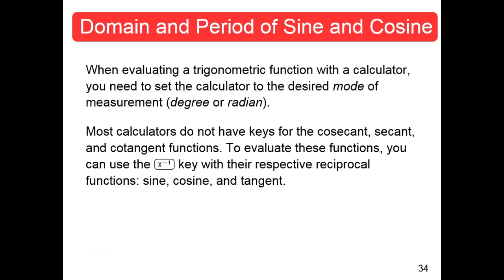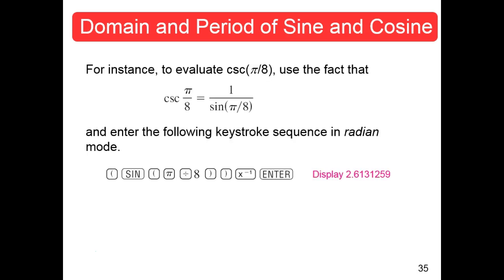1 over cosine. You have a cosine key, so do your cosine. Then, if you have an x to the minus 1 key, that's your reciprocal key. Other calculators may have 1 over x as the reciprocal key. Use that, or just divide by it. Sometimes the reciprocal key is harder to do than the other. So do your reciprocal of that. So that's how you use your calculators.